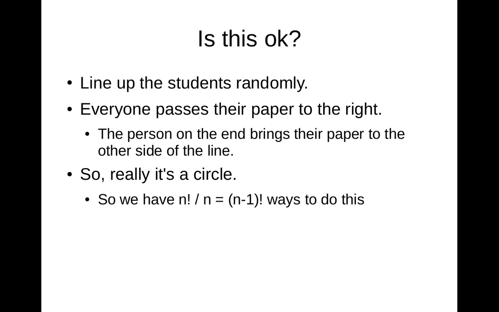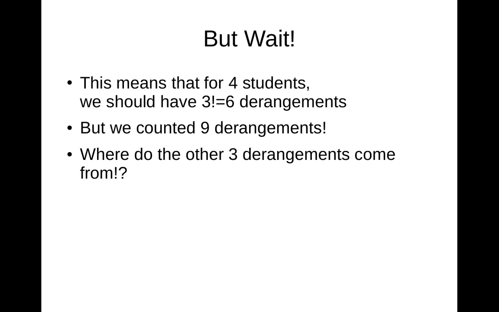Is this okay? Oh, hold on. That would mean that for 4 students, we would only count 6 derangements, but we counted 9 derangements. So where do the other 3 derangements come from? Hopefully, that's what you're thinking.